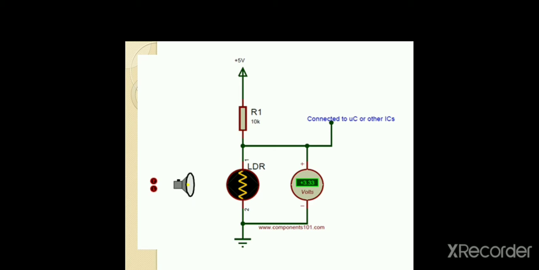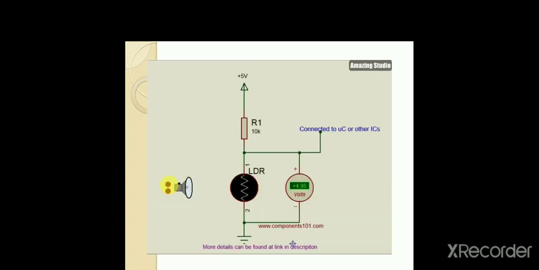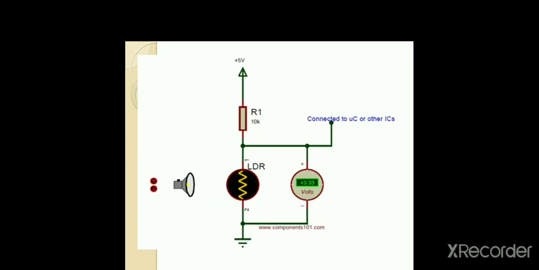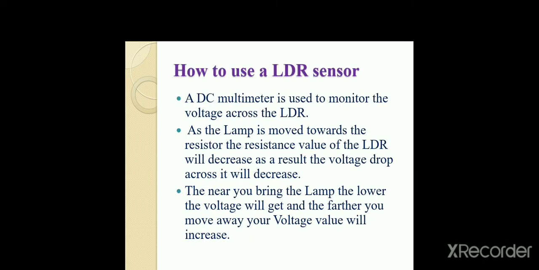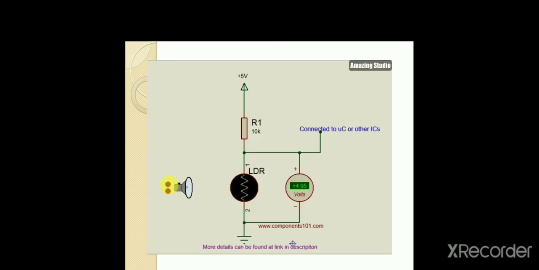Observe the voltmeter output in this diagram as plus 4.95, because the lamp is away from the LDR, and you can observe this diagram where the voltmeter output is plus 3.33, because you can see the lamp is somewhat closer to the LDR. That is, the nearer you bring the lamp, the lower the voltage, and the farther you bring the lamp, the voltage value will increase.